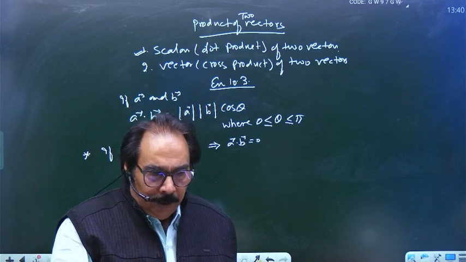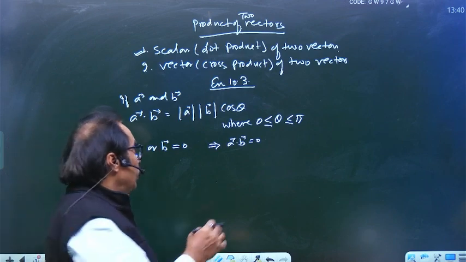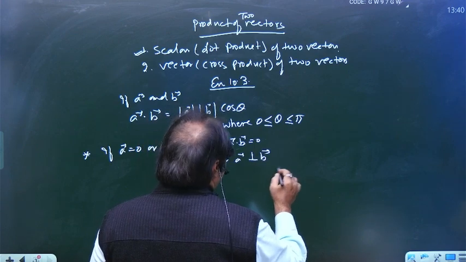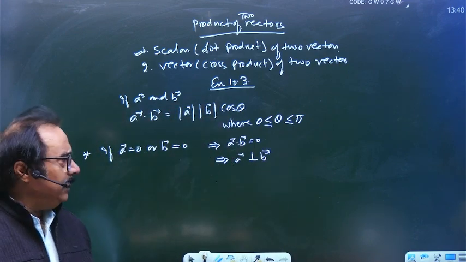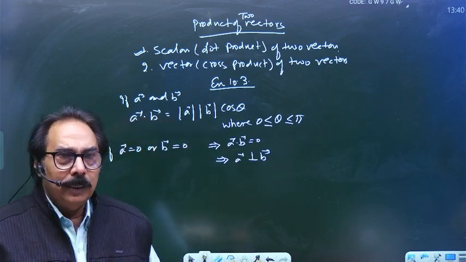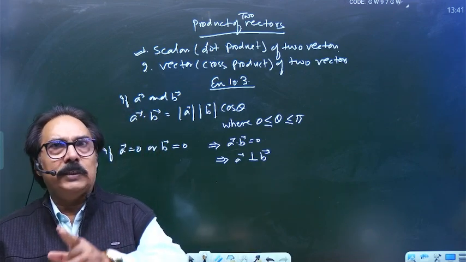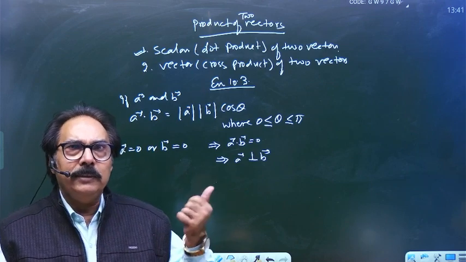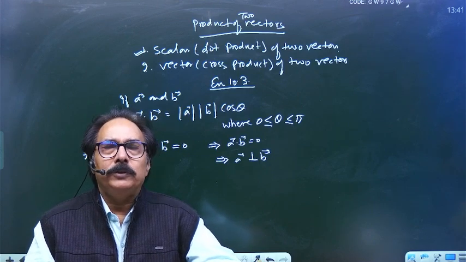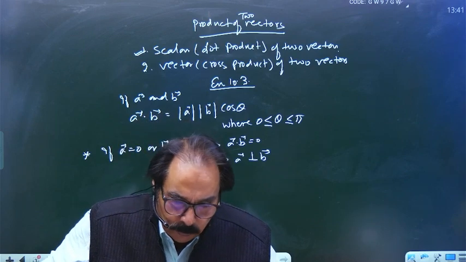Okay, so if the dot product of two vectors is equal to 0, this implies that vector A is perpendicular to vector B and vice versa. Vice versa means that if we have to show that two vectors are perpendicular, we will find the dot product of the two vectors, and if the dot product is 0, then vectors A and B are perpendicular. And if the question says the two vectors are perpendicular, their dot product must be equal to 0.